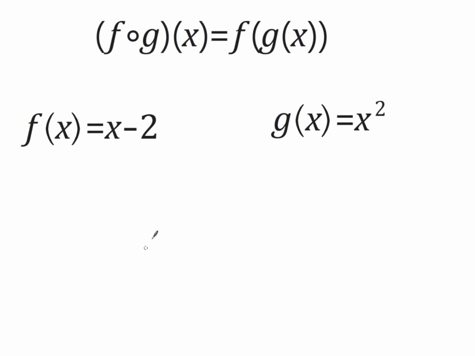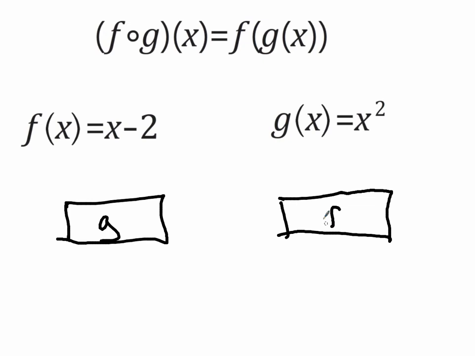Alright, now we have something, this is what I was referring to earlier, f circle g. This is an open circle, and it stands for the composition of functions. What a composition of functions is saying is you have two functions here. You have a function g, and you have a function f. You're going to take some input like x, and you're going to put it into g. And g is going to spit something out, g of x.